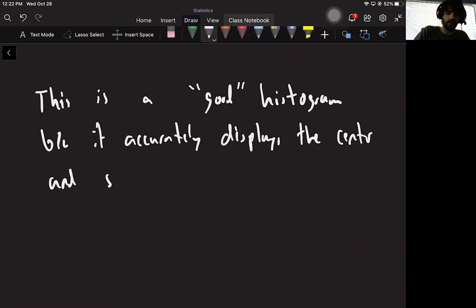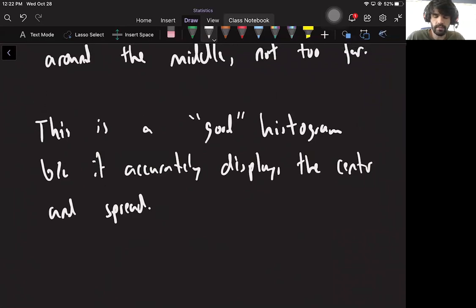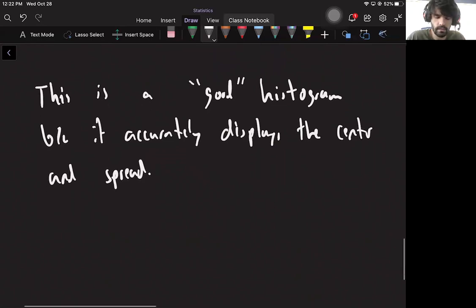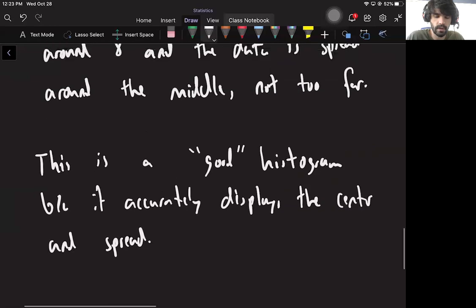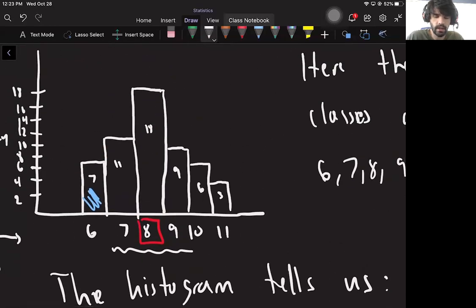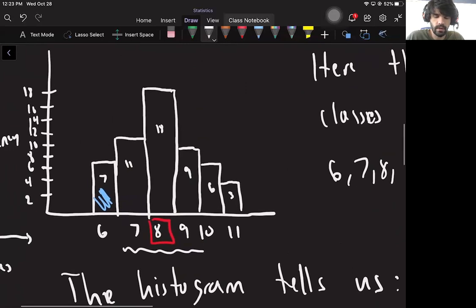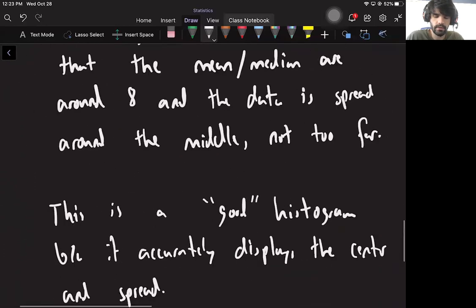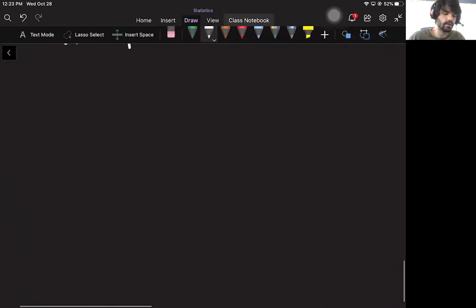So what you can do is you can do whatever you want. You can make another histogram with the same data that looks different and doesn't really show what's going on, and that would be a bad histogram. This is good because you can just look at it and see, okay, 8's the middle and everything is clustered nicely around 8, pretty even on both sides. And if I do something different, that won't happen. So let's see that.